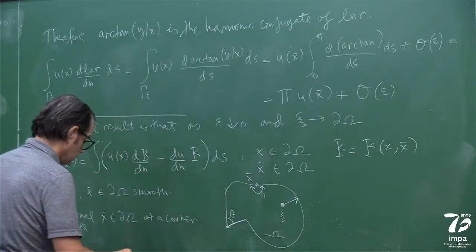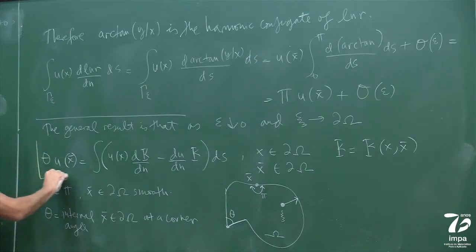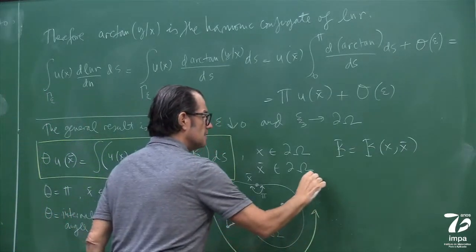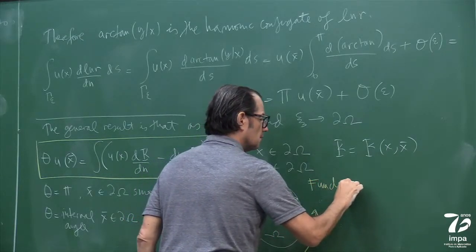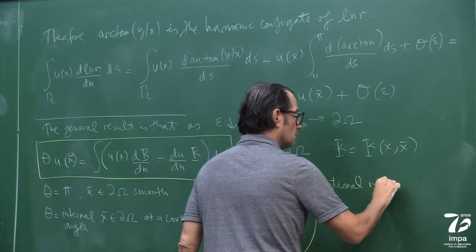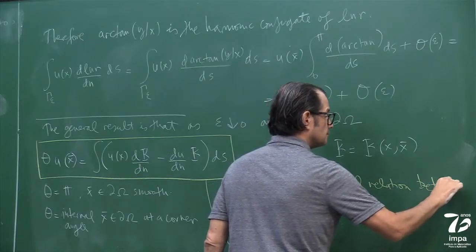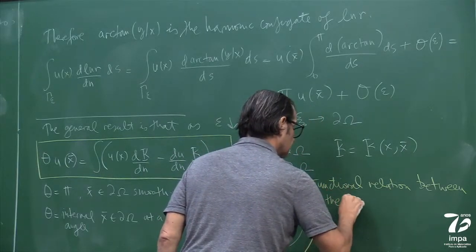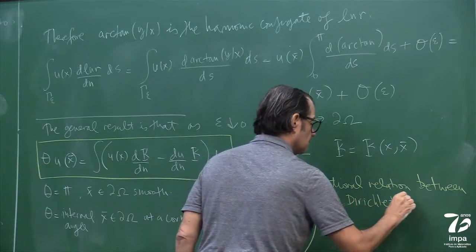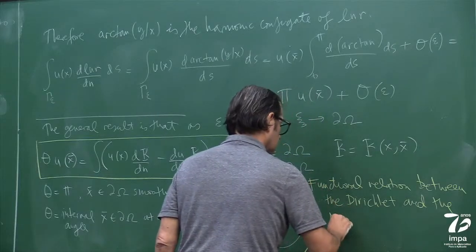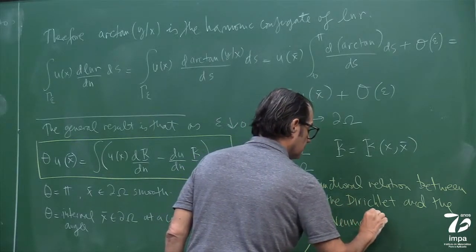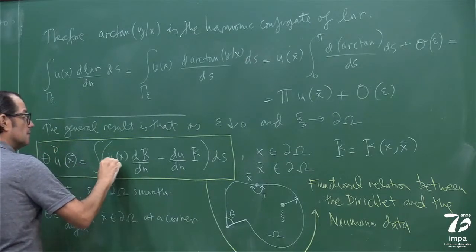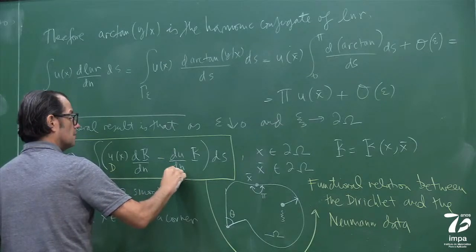Okay? Now, finally, this expression here is a functional relation. So we have deduced a functional relation between the Dirichlet and the Neumann data. Because look, this is Dirichlet, this is Dirichlet, and this is Neumann.